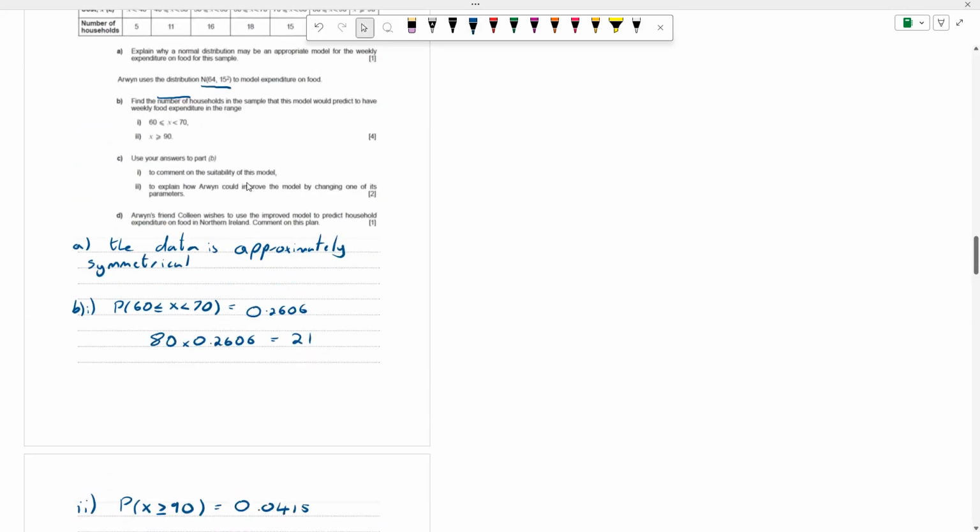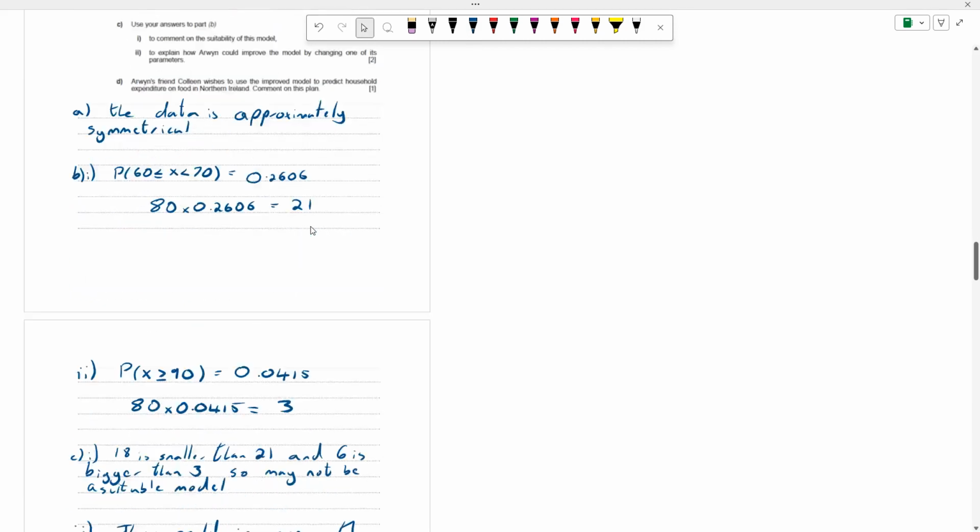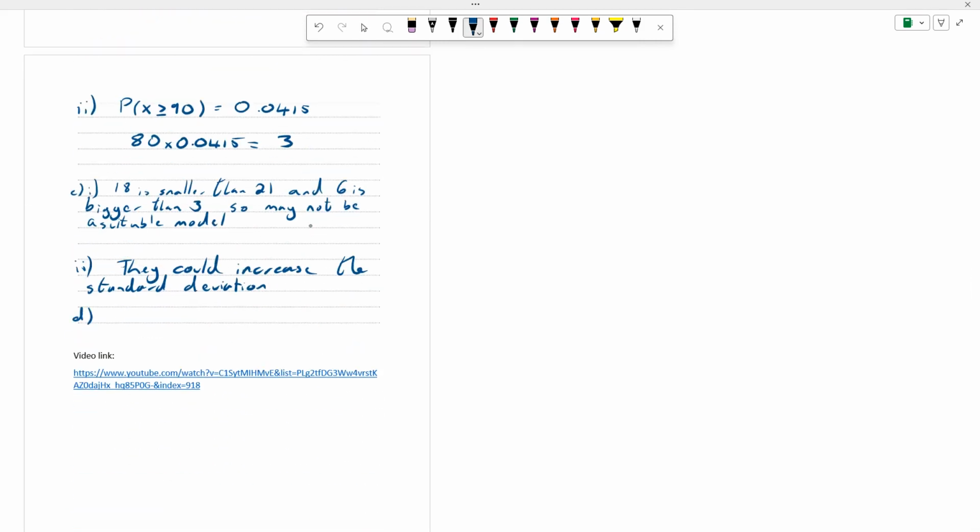Okay. Now, part D is they now want to use the model. So Arwen's friend Colleen wishes to use the improved model, so whatever we've come up with now, to predict the household expenditure of food in Northern Ireland. Comment on this plan. Okay, it's not suitable. You could argue either way as long as you've got something sensible, but the not suitable is probably more likely for us to go for.